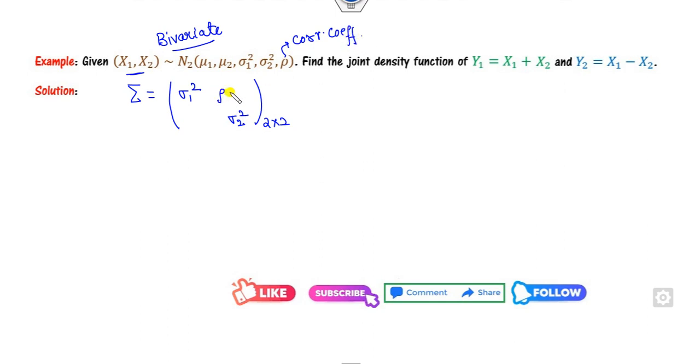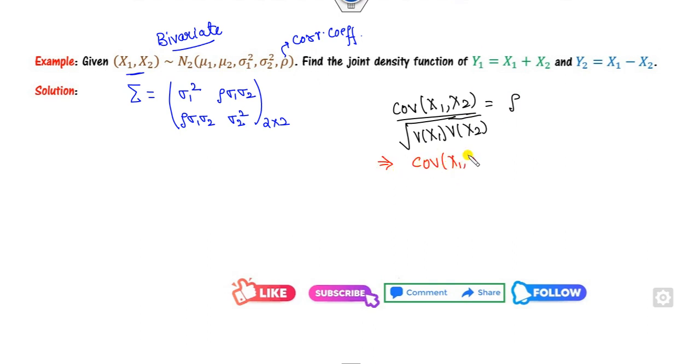Fine. So this number will be rho sigma 1 sigma 2 here. How can you remember that? Because you can see what is the covariance of x1 comma x2. What is the variance of this? Sigma 1 square, sigma 2 square. It is my rho, the correlation coefficient. So I can denote sigma 12 as the covariance. This is rho, this is my sigma 1, sigma 2. So sigma 12 here.